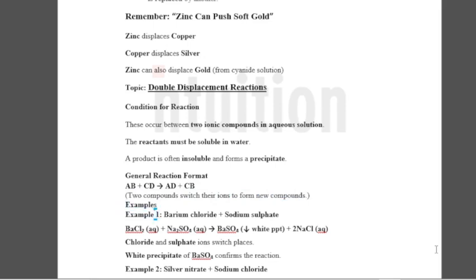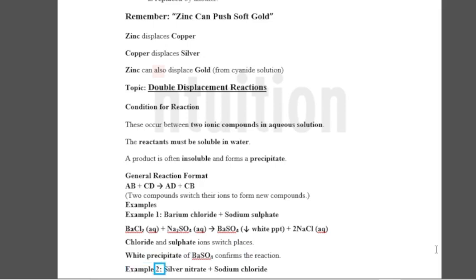Examples. Example 1: barium chloride plus sodium sulfate. BaCl2(aq) + Na2SO4(aq) → BaSO4 (white precipitate) + 2NaCl(aq). Chloride and sulfate ions switch places. The white precipitate of BaSO4 confirms the reaction.